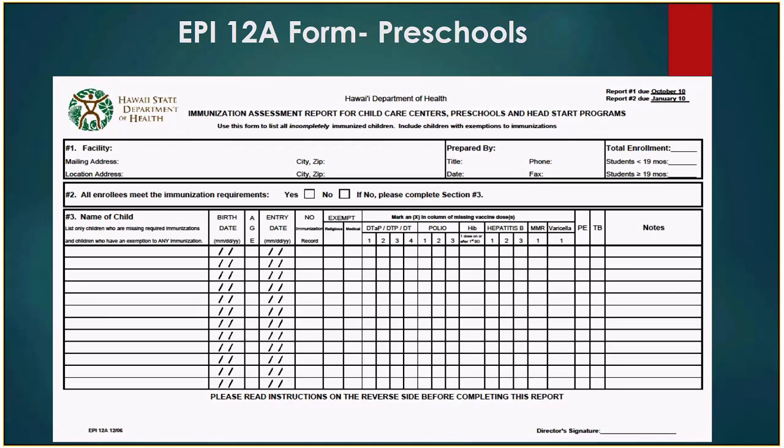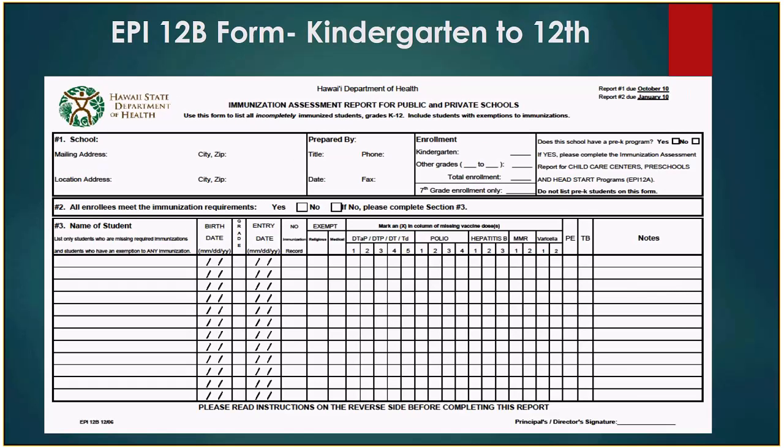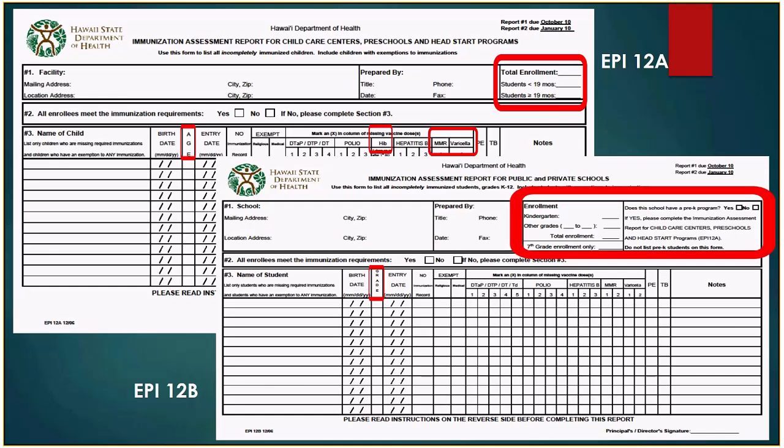This is an example of an EPI-12A form, which is used by schools and programs to report students in child care centers, preschools, and Head Start programs. This is an example of an EPI-12B form, which is used by public and private schools to report students in kindergarten through 12th grade. There are slight differences between the two forms.